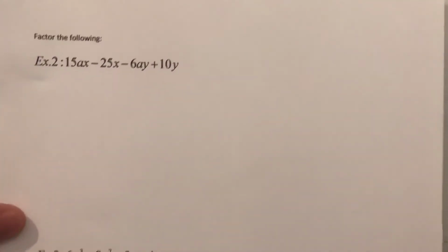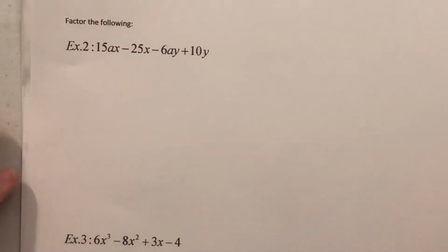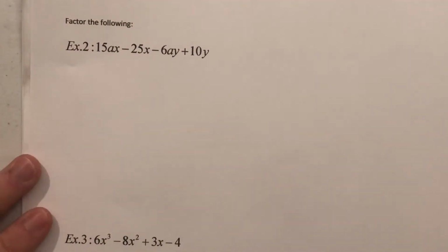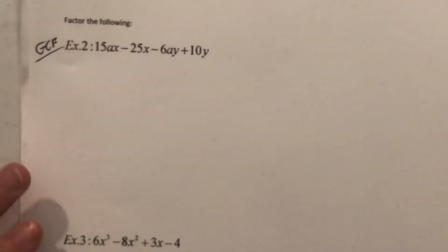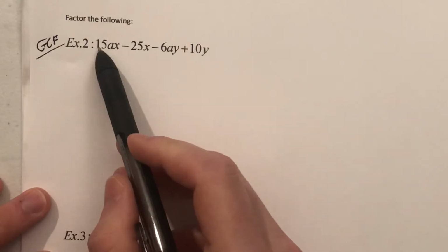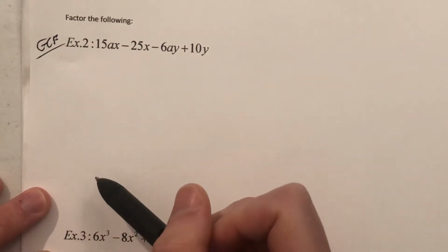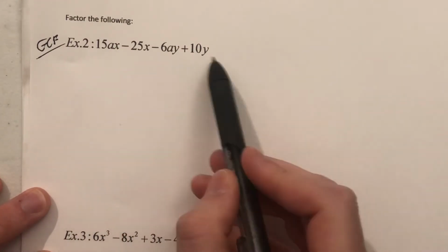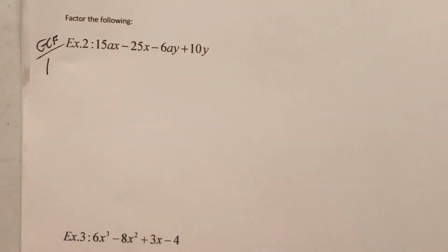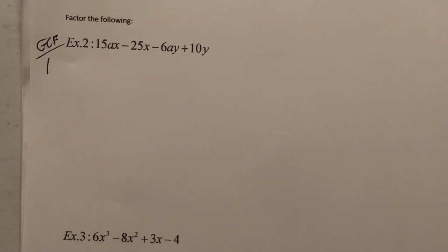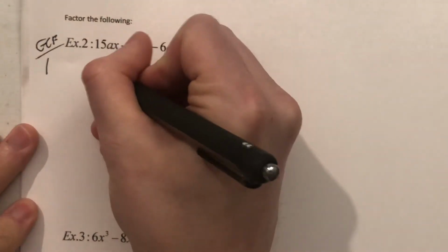So let's look at a couple more. All right, so we need to factor. So our first step is GCF. Four terms, 15, 25, 6, and 10, nothing in common. And variable-wise, there's nothing in all of them, so the GCF is a 1. So now, groups of two.